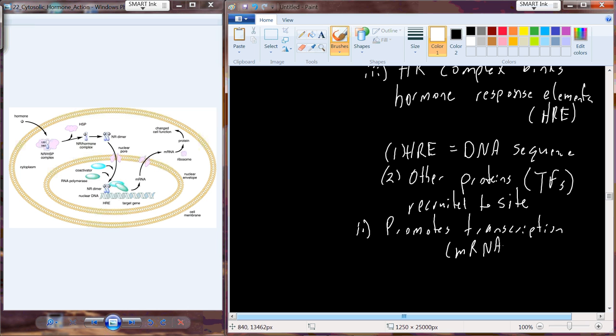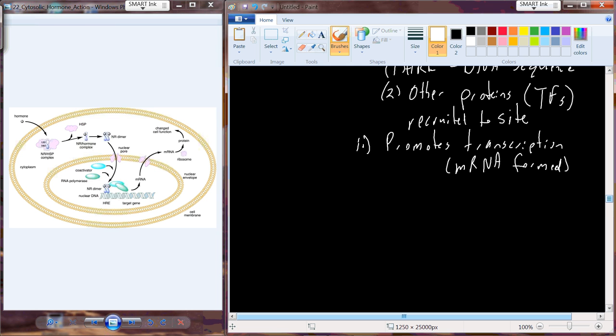Resulting in a new mRNA molecule that's formed. And then that formed mRNA molecule can be used to generate a protein. And now we go from information to function, and we start to have physiological changes that occur in the cell as new proteins, which could be enzymes, channels, receptors, all begin to change how the cell is acting or responding.